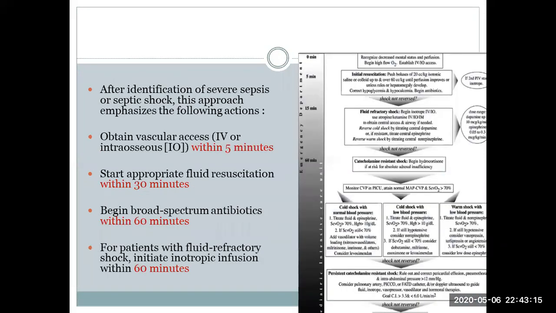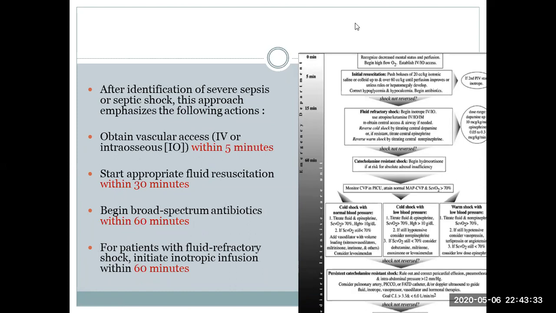Okay, so here we go. We received the patient. We recognize there is septic shock ongoing. So we identify there is a septic shock. So what should we do? This approach is to emphasize the following actions. Obtain a vascular access, IV or IO, within 5 minutes.